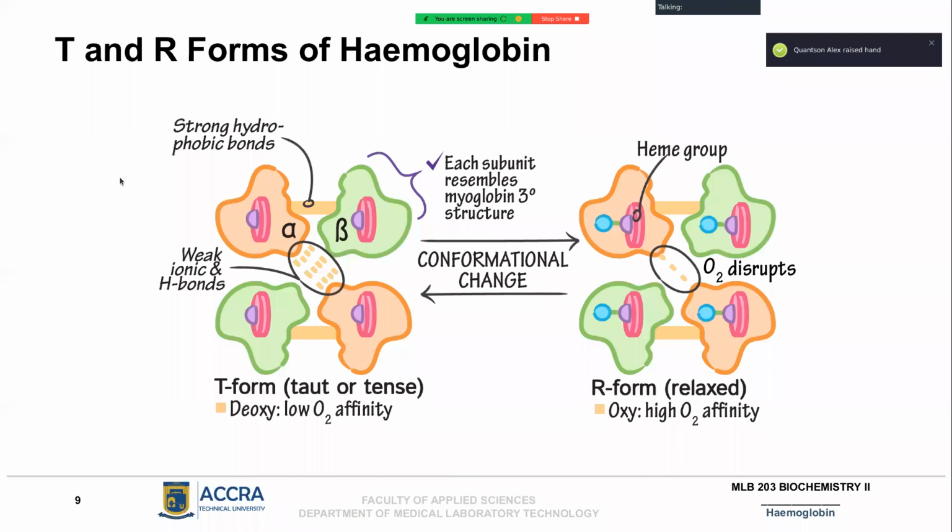Okay, so can we say the forward process is for saturation and the reverse process is for unsaturation? Exactly. So the forward process is for saturation of hemoglobin and the reverse is for desaturation. Yes, you can say that.